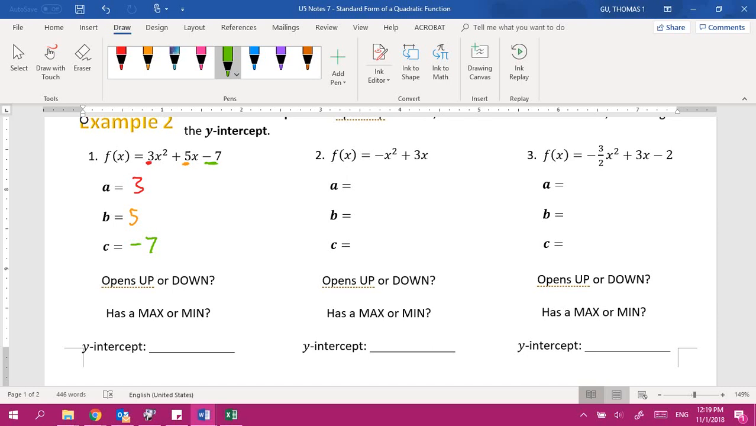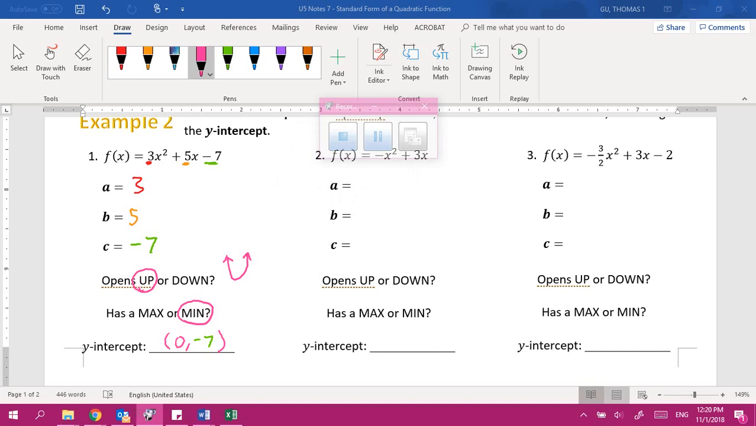So then, does this graph open up or down? Up. And how did you know it opens up? Because it's positive. What's positive? The A, because A is positive, that's right. Does it have a max or a min? A minimum, because it opens up, so it looks like this. And what is the y-intercept? (0, -7). That's what you want to start with, because the y-intercept is a point. It's (0, -7). All right, so you try 2 and 3 on your own.